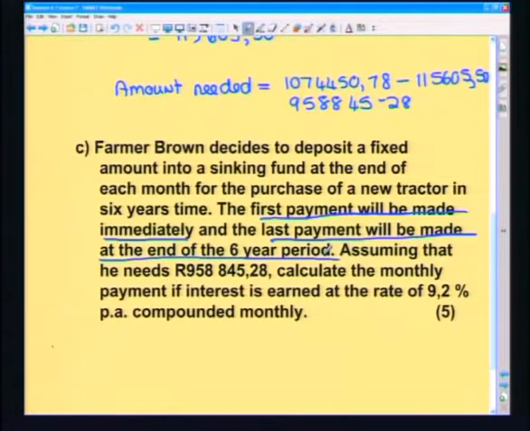Assuming that he needs 958,845.28, and if you have a look there, that is precisely the answer we got over there. So all they're doing is they're helping us out. They're saying to us, here's the answer. So if we got it wrong, we could carry on going and then at a later stage go back and check. It says, calculate the monthly payment if the interest is earned at a rate of 9.2% per annum compounded monthly. Now, what I'd like to do is just stop for a few seconds and show you that this is in fact a kind of sequence, and a series, and in fact a geometric series.